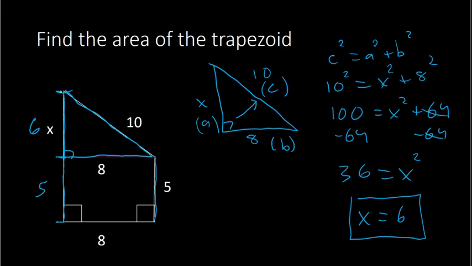So this here is 6, which means the entire side over here would be 11, which would then lead us to the problem we just finished, where we find the average of the bases, find the median, and then multiply it by the height of 8, which would give me 64 as my final area.